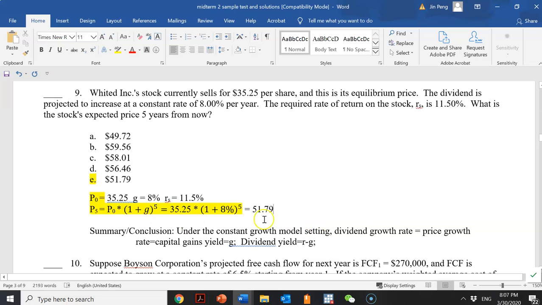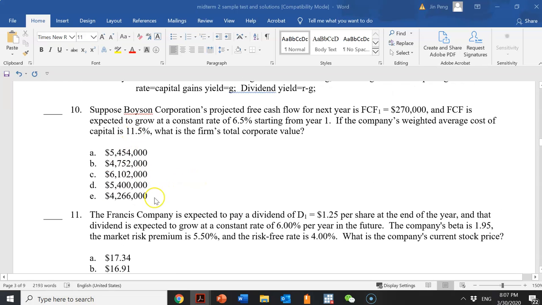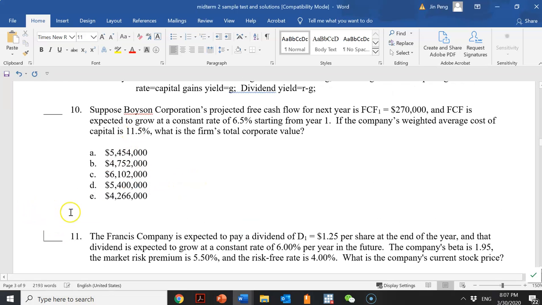So this is question 9. Question 10. We have this firm whose projected free cash flow for the next year, FCF1, is 270,000. Free cash flow is expected to grow at a constant rate of 6.5% starting from year 1. If the company's weighted average cost of capital is 11.5%, what is the firm's total corporate value?